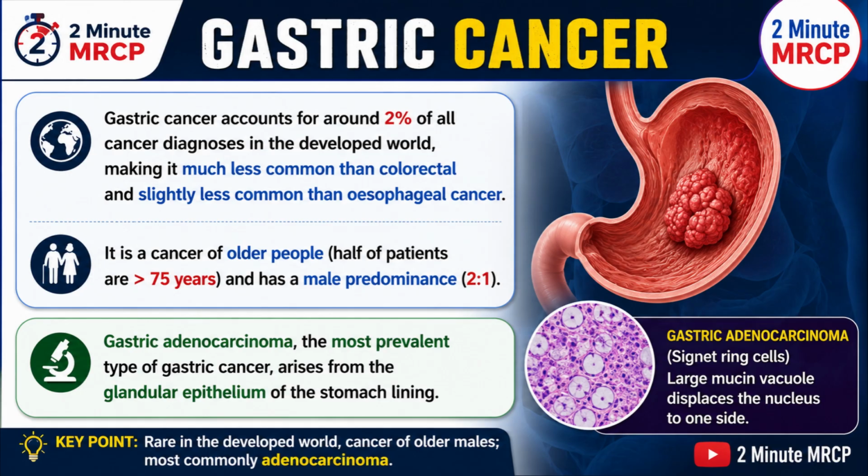Gastric cancer mainly affects older people. Around half of patients are over 75 years old. There is also a male predominance, with a male-to-female ratio of approximately 2:1. The most common type is gastric adenocarcinoma. It arises from the glandular epithelium of the stomach lining.